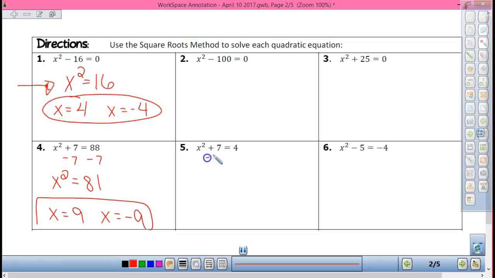Okay, so we're going to subtract 7. I get x squared equals negative 3. Somebody plug the square root of negative 3 in your calculator, please. You get an error, right? So if it doesn't exist, what's my solution? No solution, yeah. And if I get no solution, what does that mean? Yeah, it doesn't cross the x-axis, so it might look something like that, where it just doesn't go through the x-axis.